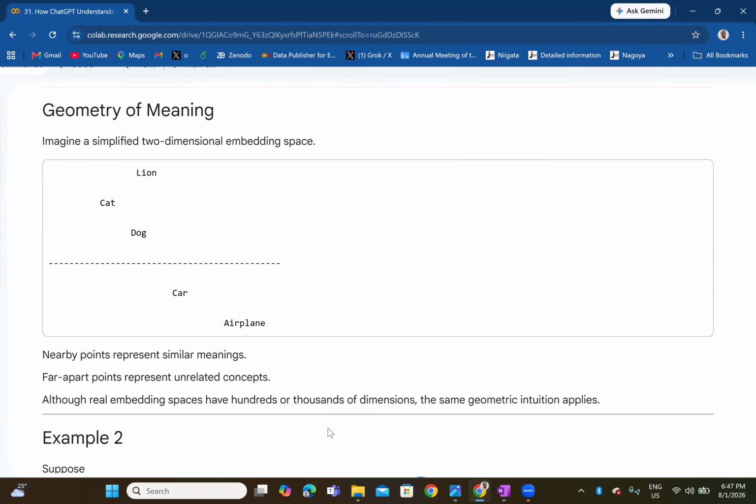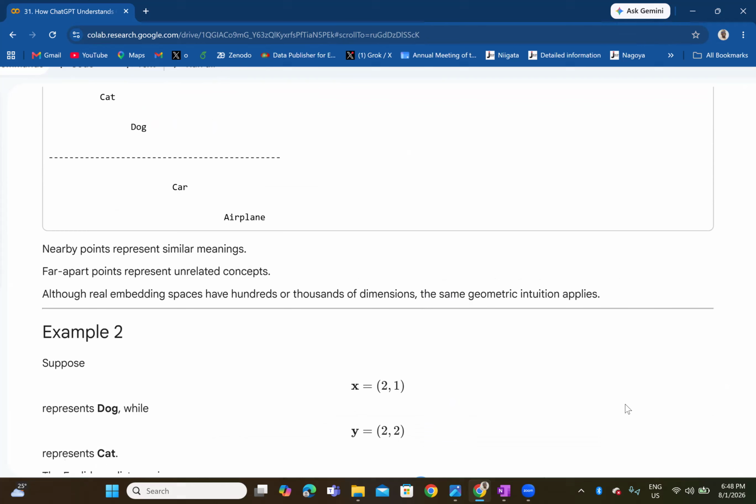So we then have the geometry of meaning. Imagine a simplified two-dimensional embedding space. You have lion, cat, dog, car, and airplane. Nearby points represent similar meaning. So lion, cat, and dog are similar. Car and airplane are similar. Far apart points: imagine lion to airplane, that's totally far. Maybe car is even a bit closer. Although real embedding spaces have hundreds or thousands of dimensions, the same geometric intuition does apply.